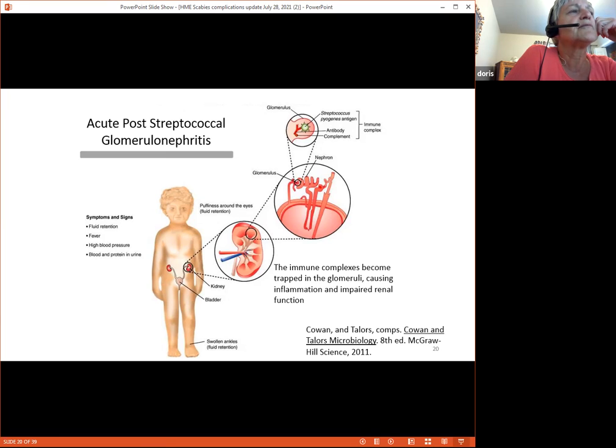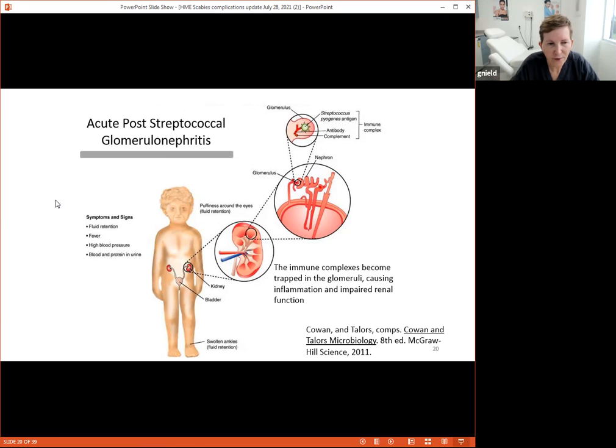So just to review the signs and symptoms, they can get puffiness around the eyes due to fluid retention, swollen ankles. They can have fever, high blood pressure, blood and protein in the urine.